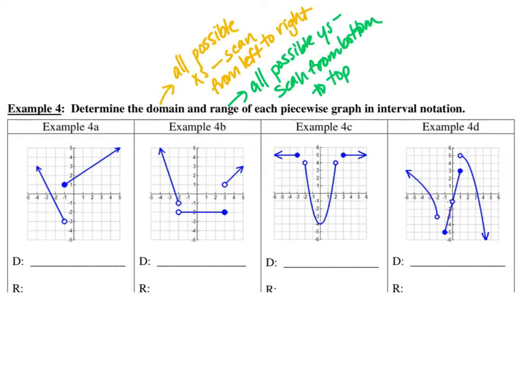So let's look at example 4a. If we scan from left to right, we start here, we see that arrow begins at negative infinity, and wherever this graph leaves off, the other one begins again. So we can scan it completely from left to right, and we don't have to pick our pen up. So we know that the domain is going to be negative infinity to positive infinity. And this is written in interval notation.